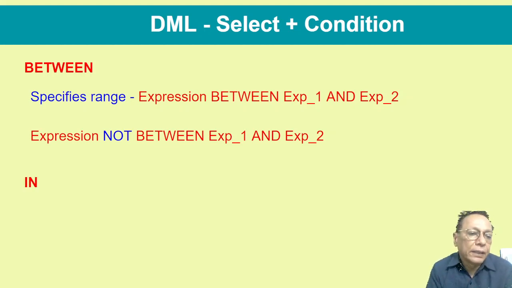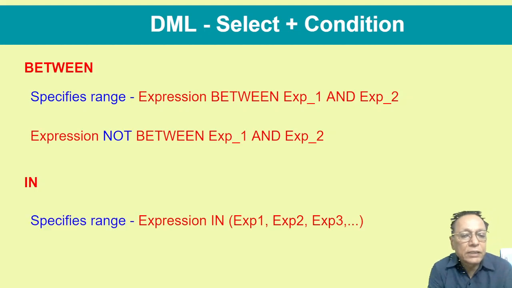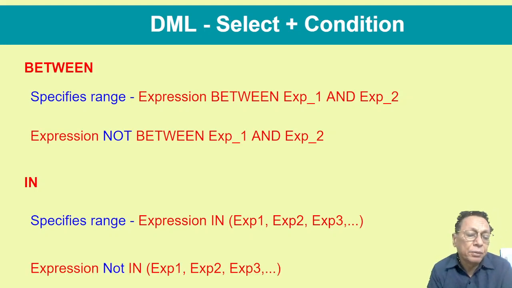And the operator like IN: this specifies expression in expression 1, expression 2, expression 3. If the expression matches expression 1, expression 2 or expression 3, it will be selected. And if you are applying the not sign, meaning negative, then you can use expression not in expression 1, expression 2 and expression 3. So let's move to MySQL for hands-on.